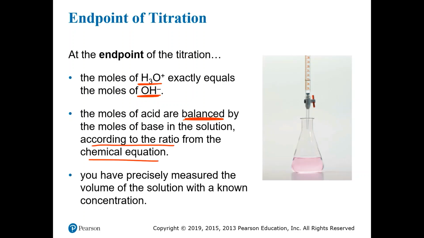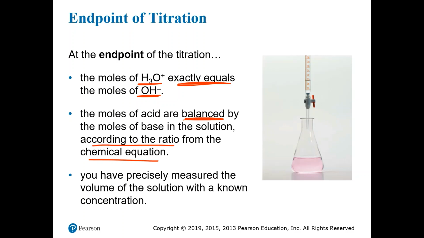The ions themselves will always be exactly equal because you need one hydronium plus one hydroxide to produce neutral water. But each acid or base may contain one or more of the relevant ions, and so the ratio between the acid and base in the equation is not always going to be 1-to-1. You do need to account for that mole factor in your calculations.